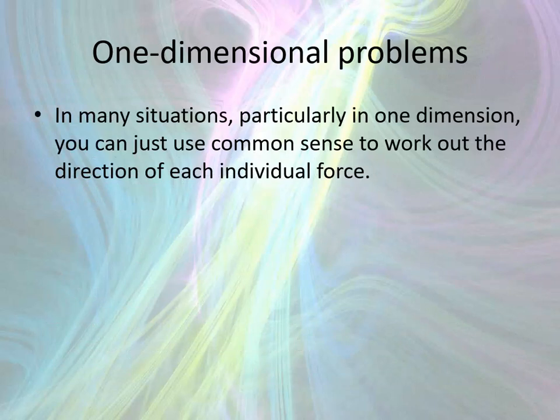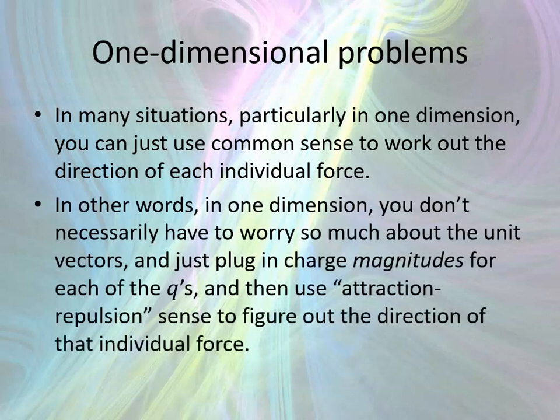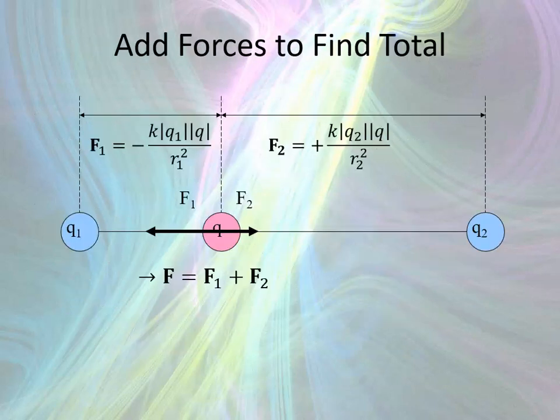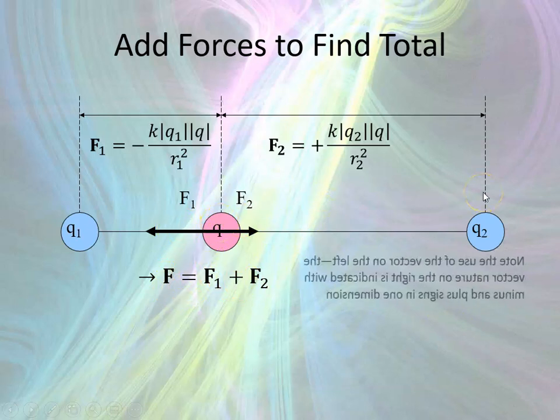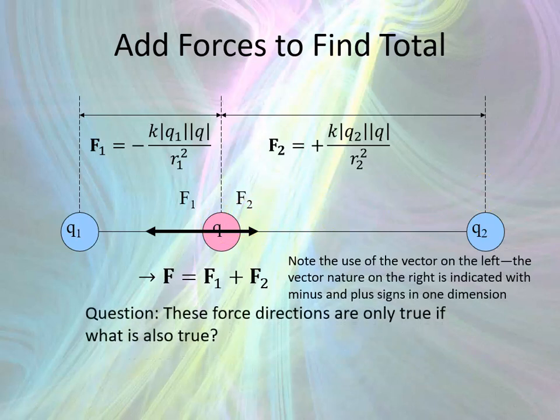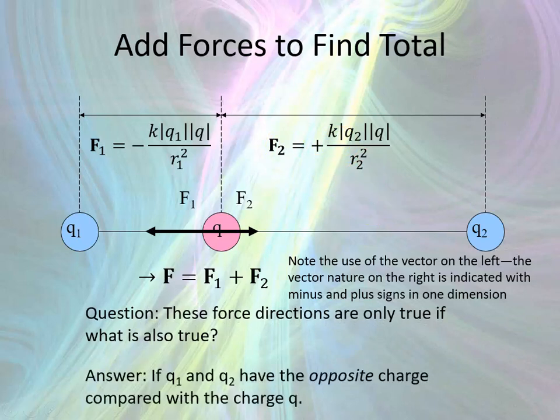Let's first get some intuition by taking a look at a one-dimensional problem. First, just in terms of magnitudes, then using our common sense to figure out directions, and then in terms of vector force laws. So let's say you have a force on this charge Q right here due to Q1 and Q2. Well, that net force would be F1 vector plus F2 vector. Now, the directions on this free body diagram can only be correct if what is true? The blue charges must have opposite sign compared with the pink charge.